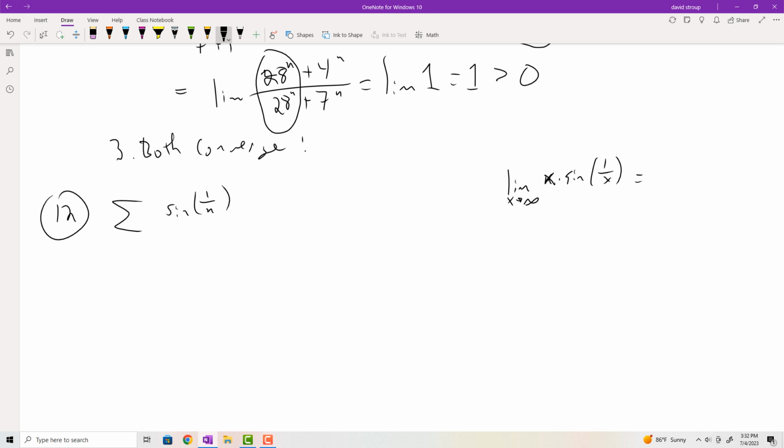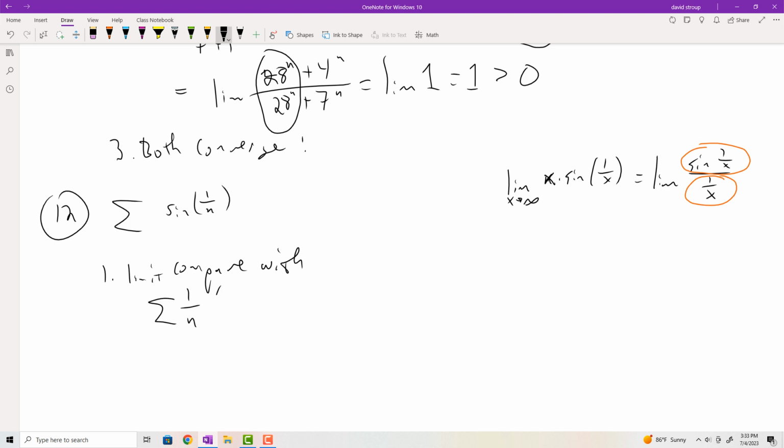Okay, so what would we do? We would rewrite it as sine of 1 over x, all over 1 over x, and then we could do L'Hopital's on it, and it would pan out. That's the approach we want to take here, and you can see, here's the terms of the series we are given. So let's make this thing the terms of the series that we're comparing it to. So first, we're going to limit compare with this harmonic series.